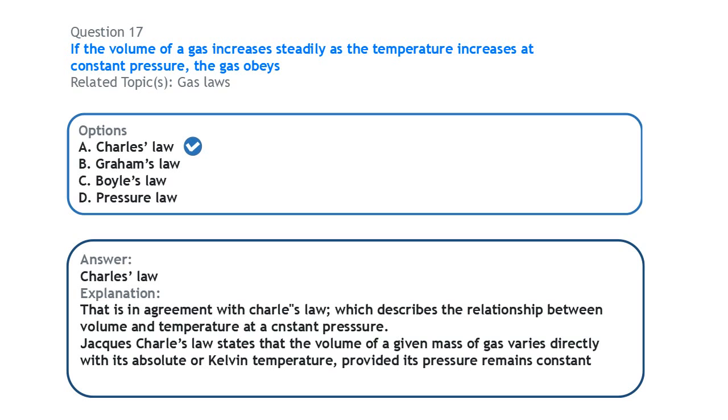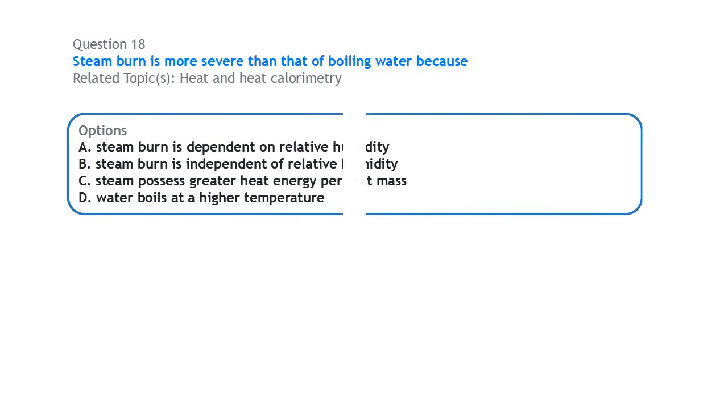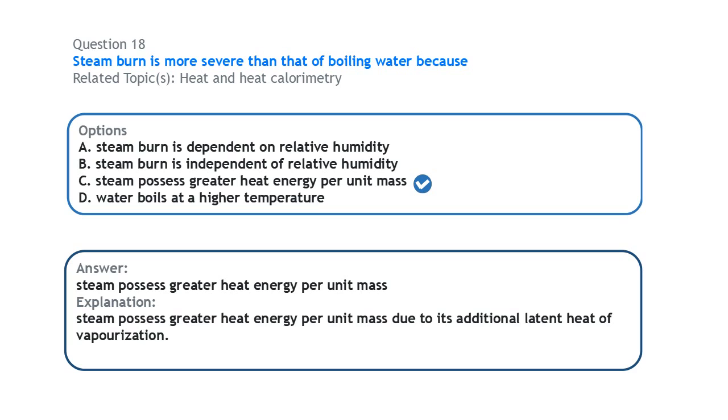That is Charles' law. Next, steam burn is more severe than that of boiling water because steam possesses a greater heat energy per unit mass due to the additional latent heat of vaporization that it possesses.